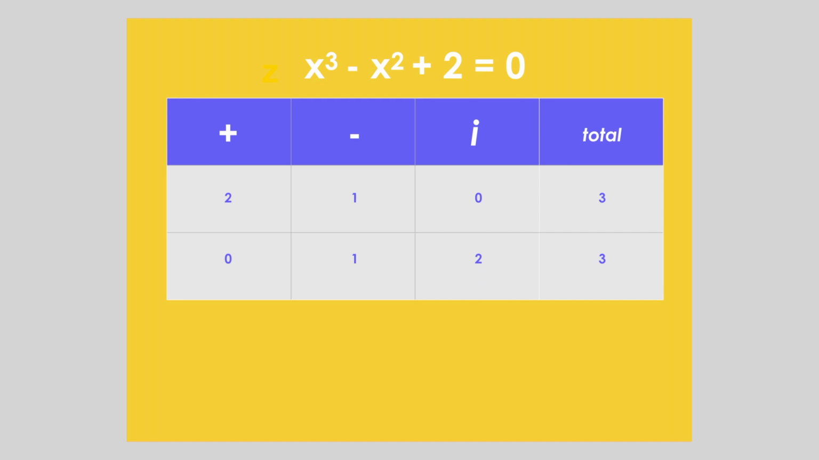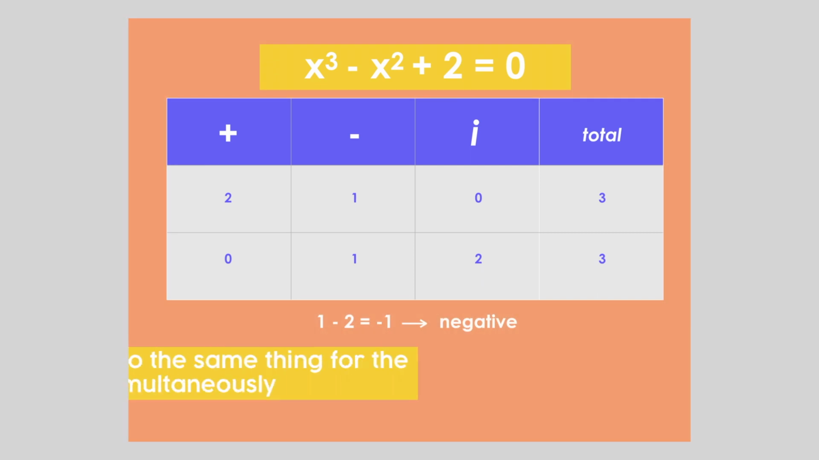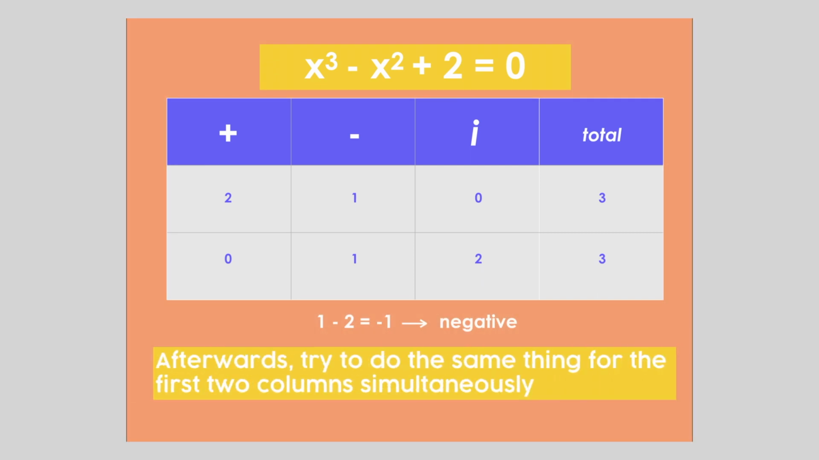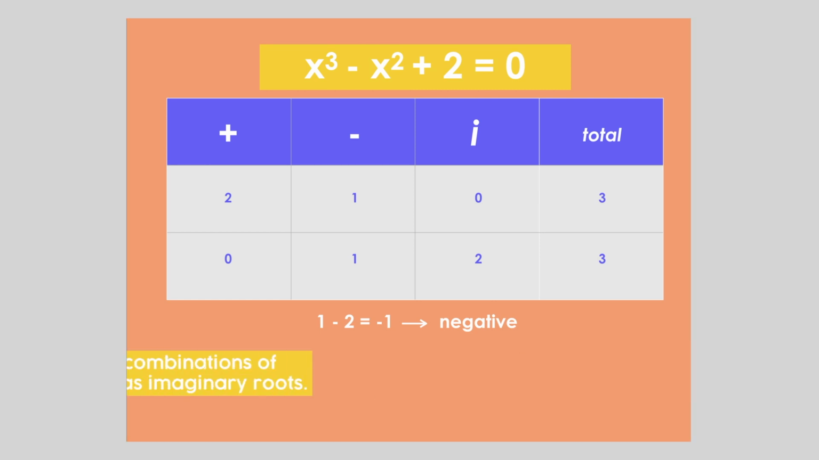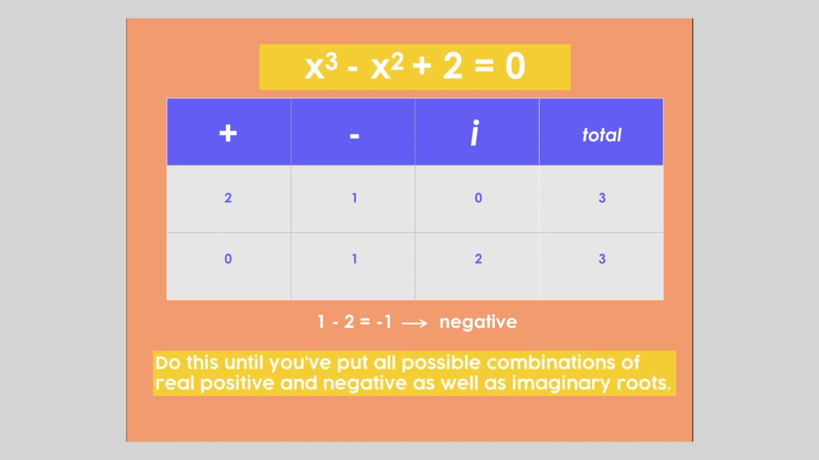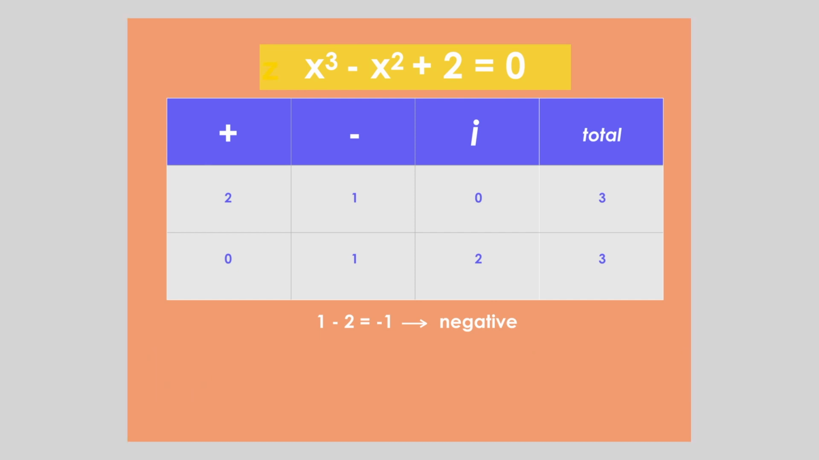Repeat the procedure until you can no longer do it. If you can't subtract 2, leave that number be. Now, move on to the next column. Try doing the same thing. Afterwards, try to do the same thing for the first 2 columns simultaneously. Continue to do this until you've exhausted all possible combinations.